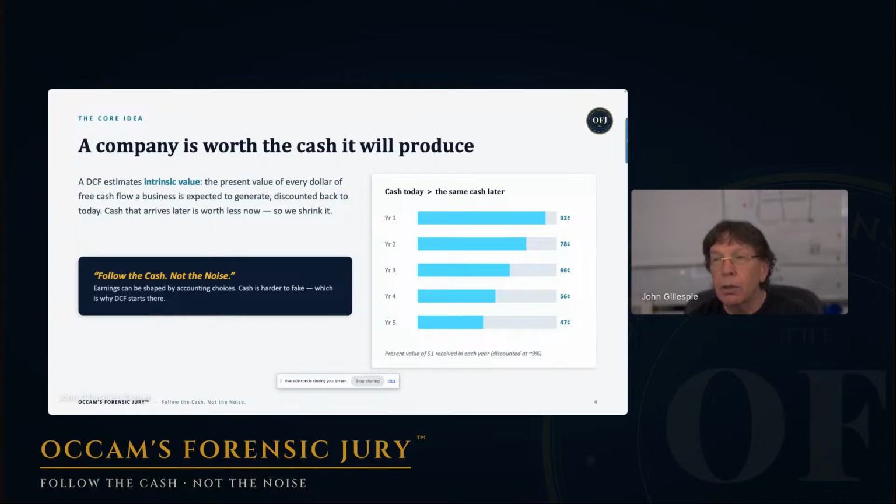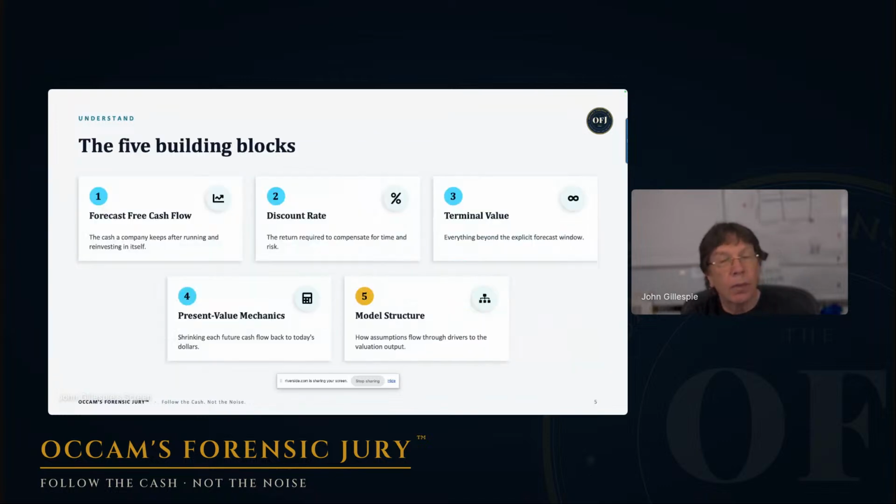And this just shows you, over the years, what 92 cents is worth, discounted at a 9% discount rate. So after 5 years at 9%, 92 cents is only worth 47 cents, right? So the world changes quickly when it comes to money.